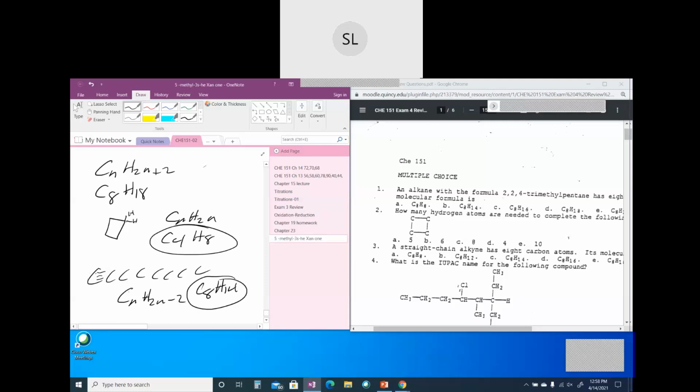Or, of course, you can add the 1 hydrogen here with the 2, 4, 6, 8, 10 there, plus the 3 there, and get 14. You just simply add up the numbers. All right, so number 4 is to name this molecule.